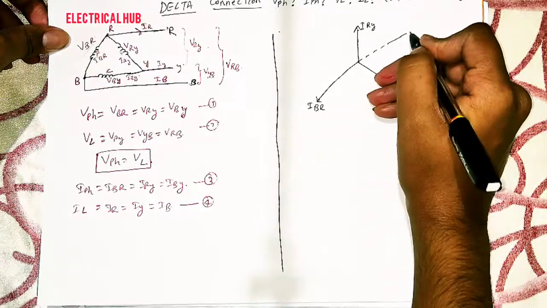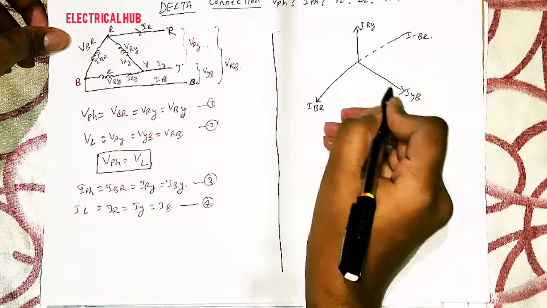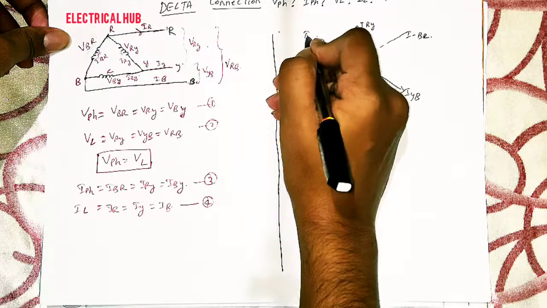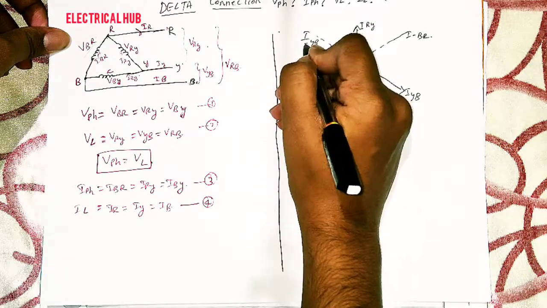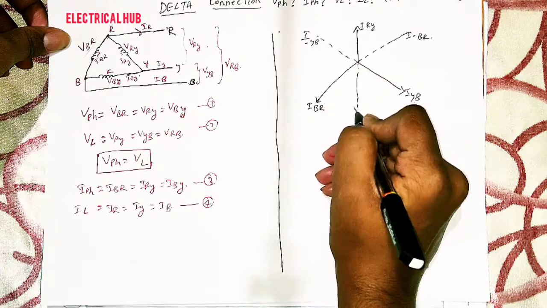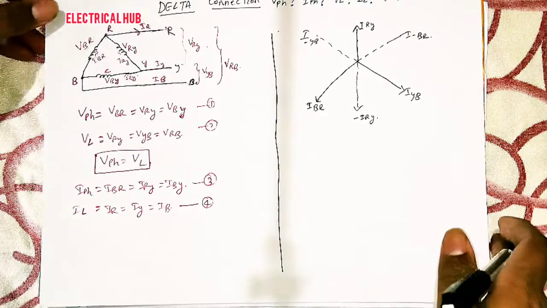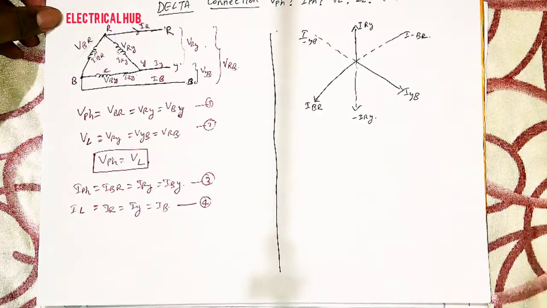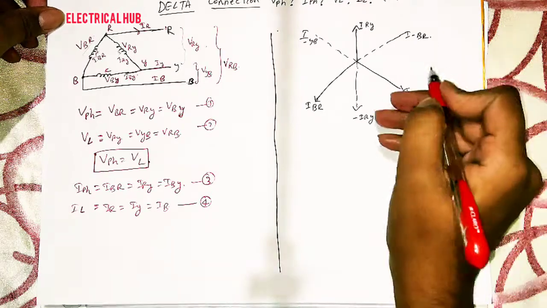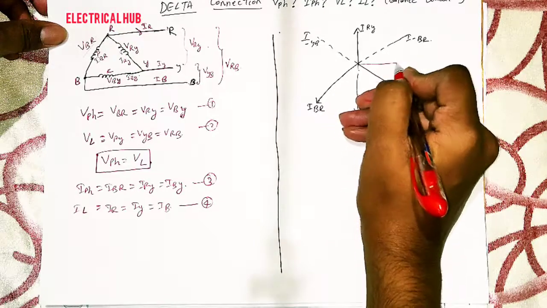This will be the negative component of BR, which will be called minus IBR, and this part will be called minus IYB, and this component will be called minus IRY. Alright, so now we have got the negative components of the phase currents, and now from here we have to take out the resultant, which will be this.